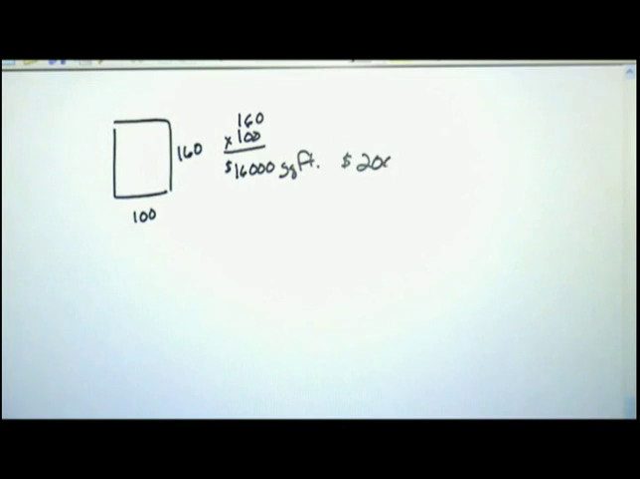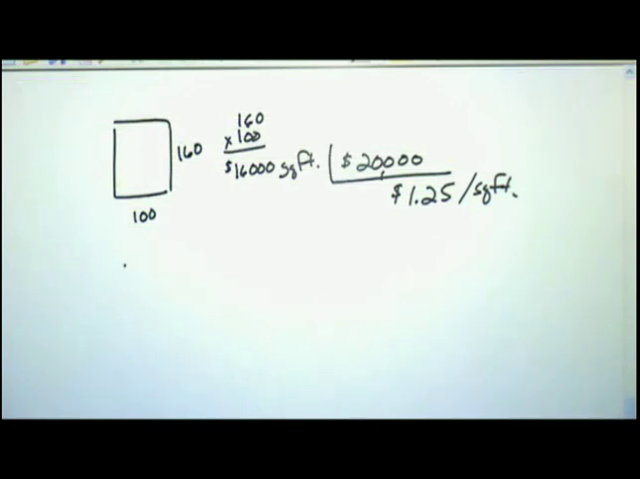So I know my first lot is 100 by 160. In order to figure out the area, or the square footage, I just multiply those two dimensions together, and I come up with a total of 16,000 square feet. Now that lot sold for $20,000. So I can take my $20,000 and divide it by the 16,000 square feet and come up with a price per square foot of $1.25.